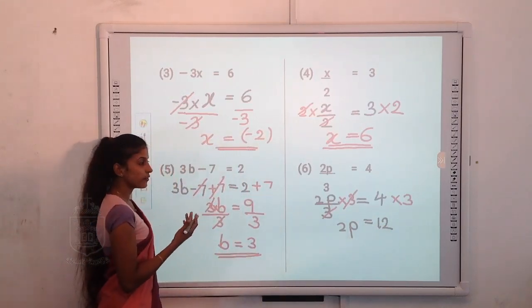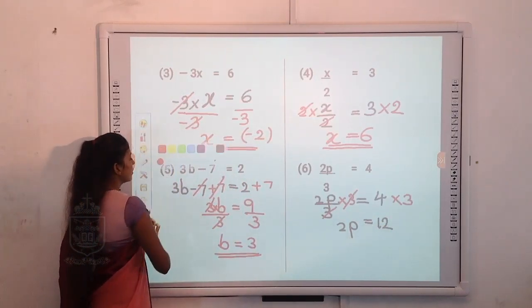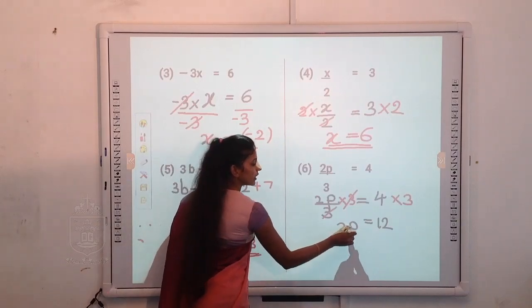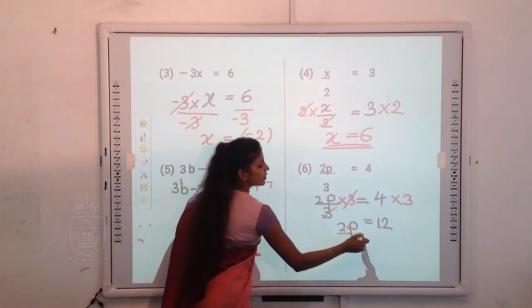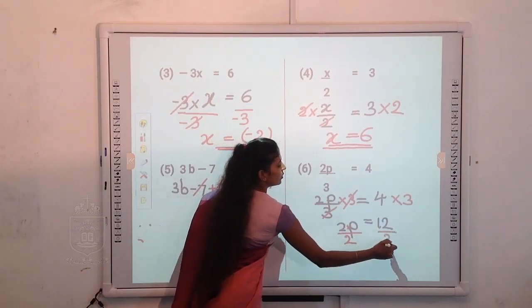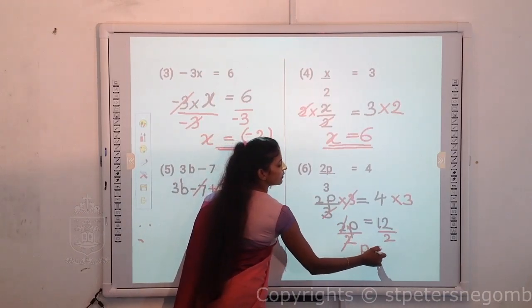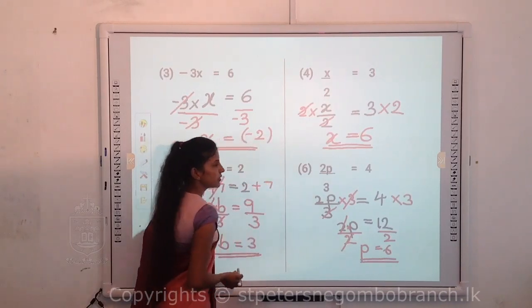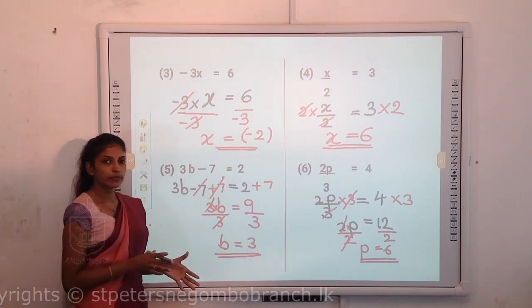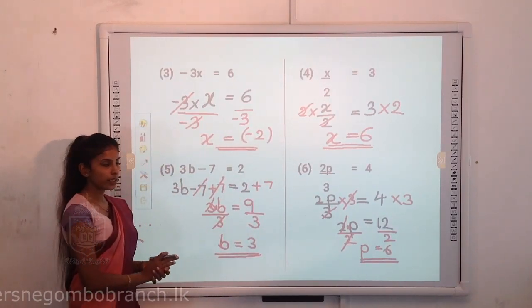We need to find the answer of p and to cancel 2. So in cancelling 2, here the operation is multiplication. So the opposite of that is division. You can divide by 2. 2 cancels. P equals 12 divided by 2. Answer is 6. So that is how to simplify very simple linear equations.